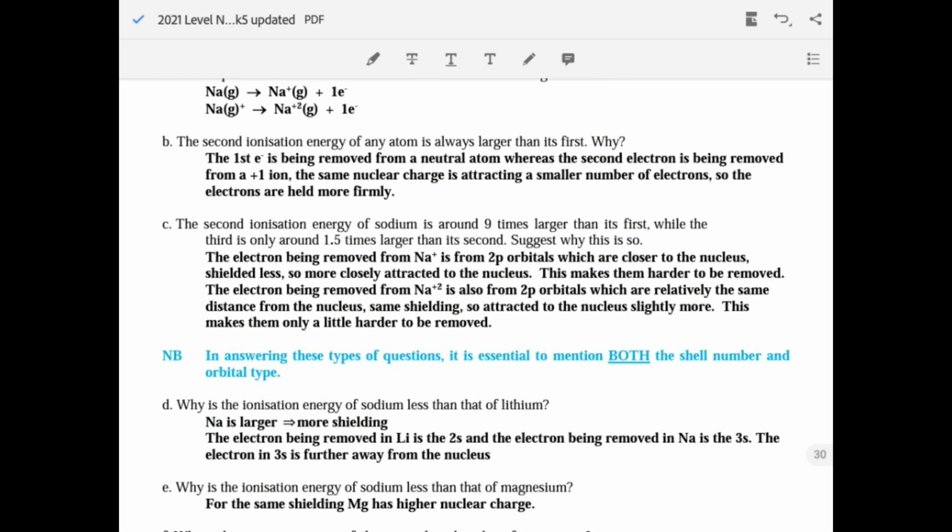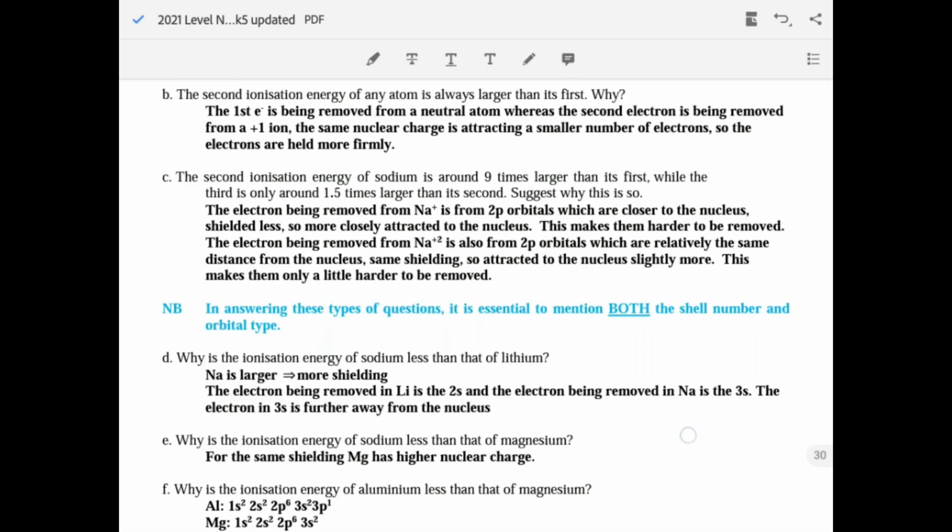Now the second ionization energy is always larger than the first because you have the same nuclear charge, the same positive charge. So obviously if you have fewer electrons and now you have more positive energy devoted to attracting the electrons, that's why it's greater.